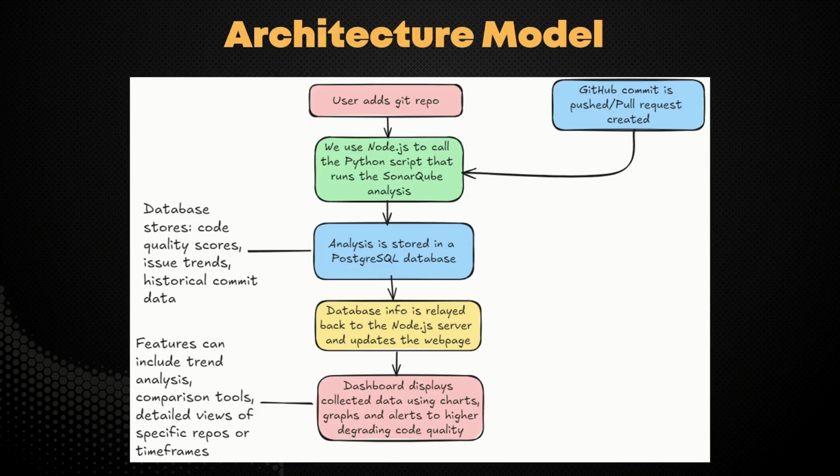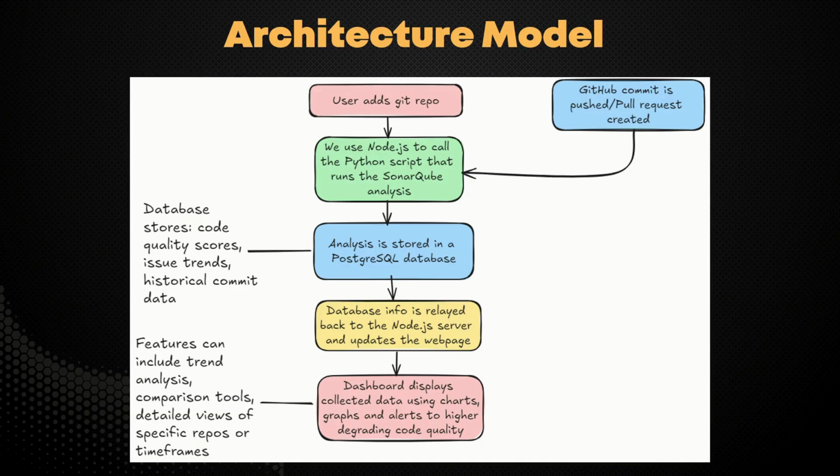So as you can see here, when a user adds a Git repo, we will use Node.js to call a Python script that runs the SonarQube analysis. Now, this can either be triggered by adding the Git repository or a GitHub commit being pushed to the repository. And then this code is analyzed and stored in a Postgres database.